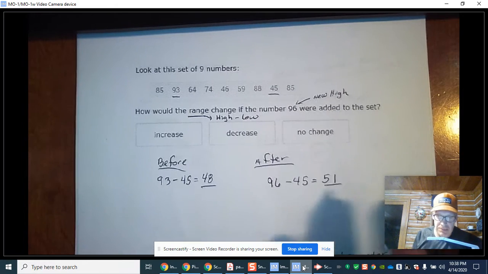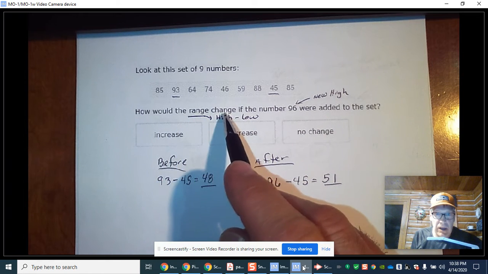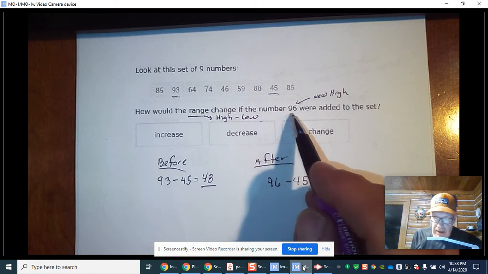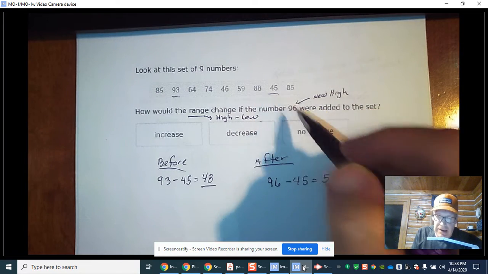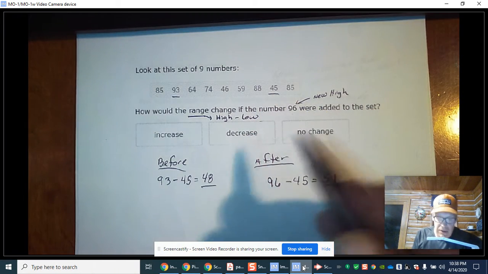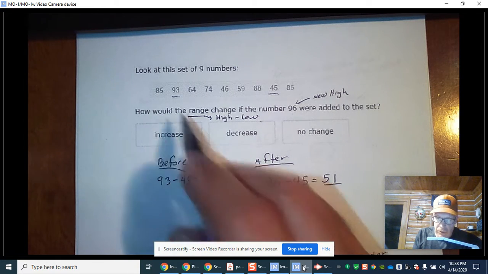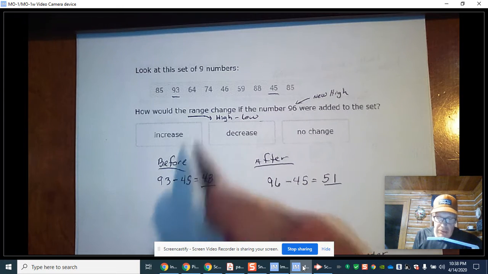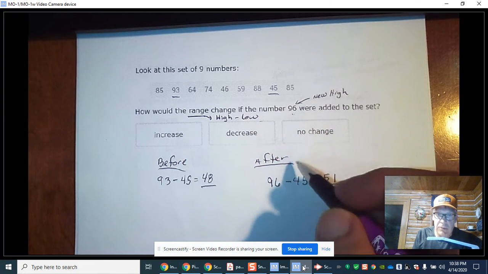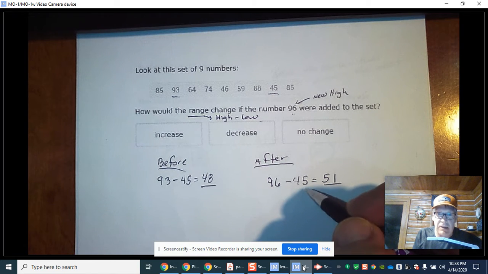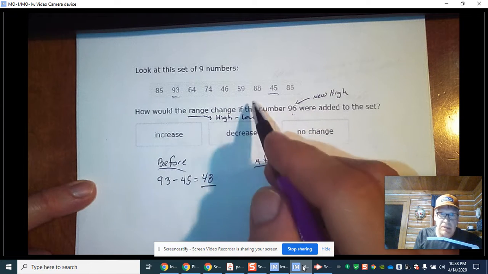So the first thing, they're going to give you 9 numbers, and they're going to ask how the range would change if the number 96 were added to the set. So they're saying what would happen if I add 96 into this set. Before and after. I'm going to look at what happens as it's written, figure out the range, and then see what happens after I add the 96. So let's just find the range as it's written.